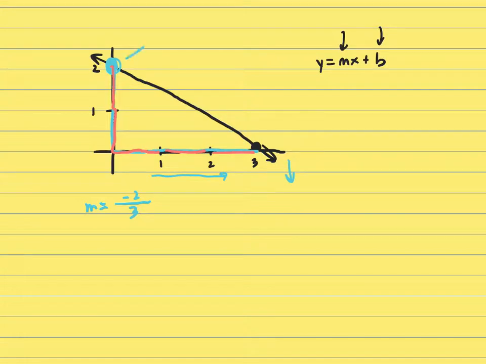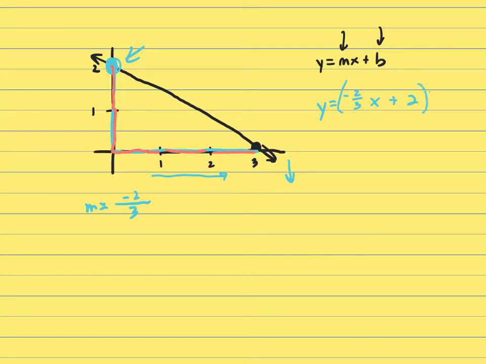And the y-intercept is at 2. So let's plug in what we know. y equals slope -2/3 x, y-intercept plus 2. Now, if you look at your answers, they're not in that form. They do not have any fractions.